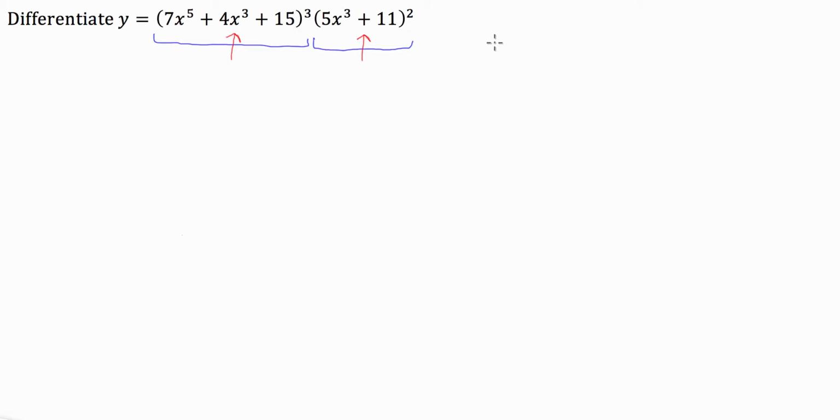So just to remind ourselves, if we've got y is equal to f of x, g of x, the product rule says that dy dx is going to be equal to f prime x g of x plus f of x g prime of x. So that's our product rule.